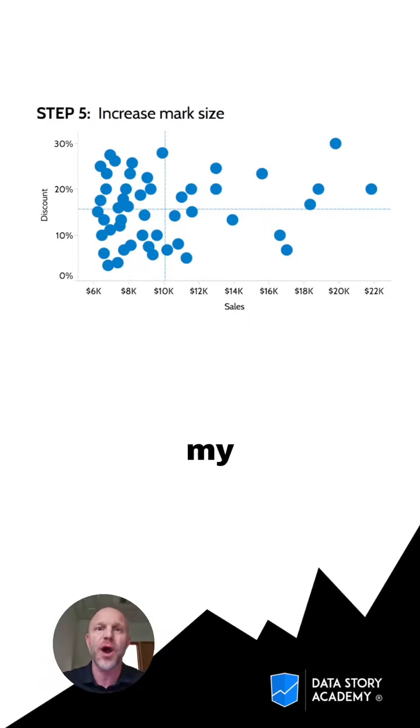Then in step number 5, I'm going to actually increase the size of the marks. Again, I'm trying to draw my audience's eyes to those different values. But when I do that, they start to overlap a little bit as well. So let me show you how I handle that in step number 6.